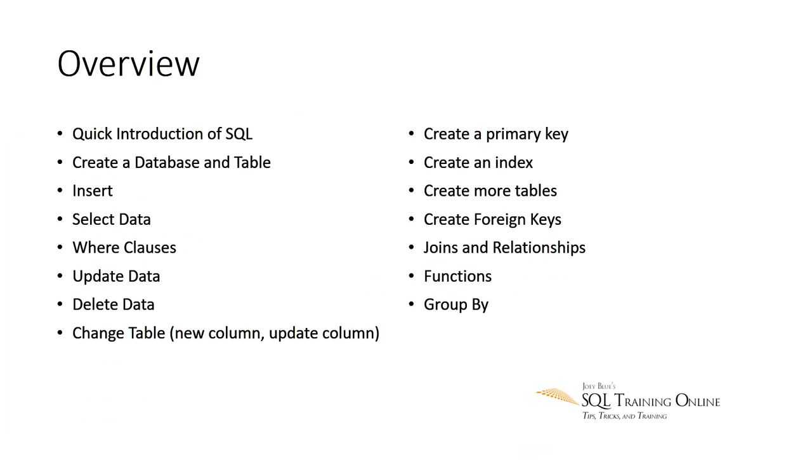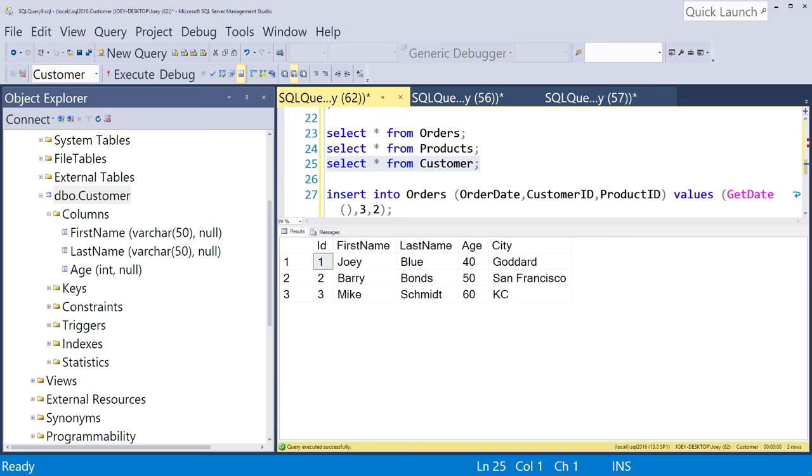So let's go back here. The foreign keys, we do need to create those. We need to make sure when somebody creates an order that there's actually a customer and a product for it. So let me show you what I mean by that.